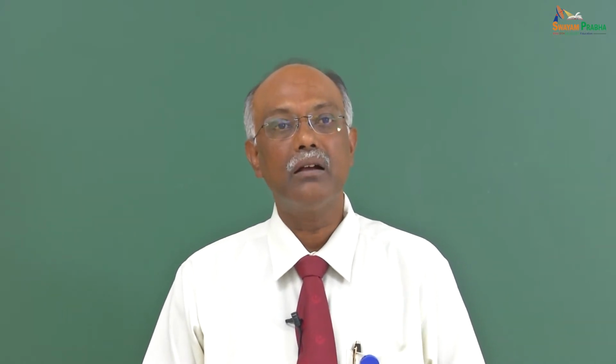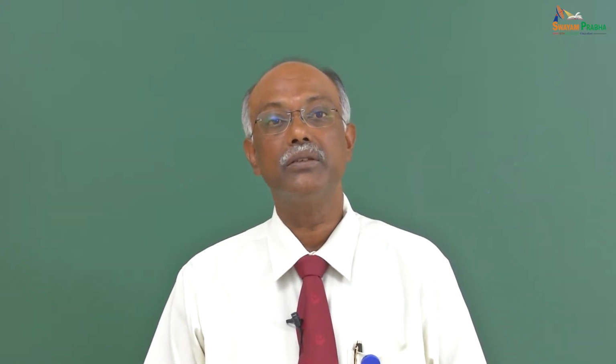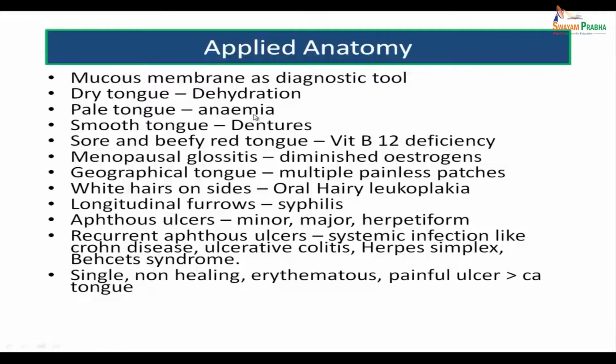A dry tongue indicates dehydration. A pale tongue indicates anemia, that is lack of hemoglobin. A smooth tongue is usually seen due to dentures.